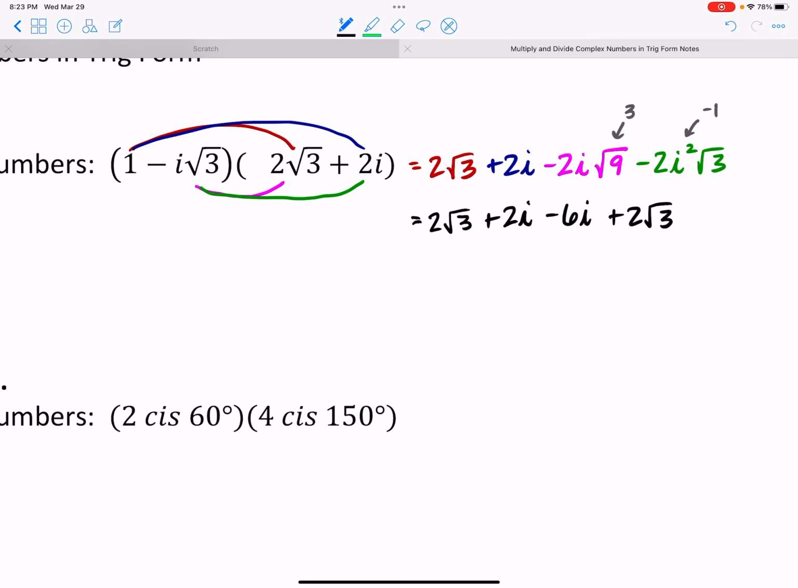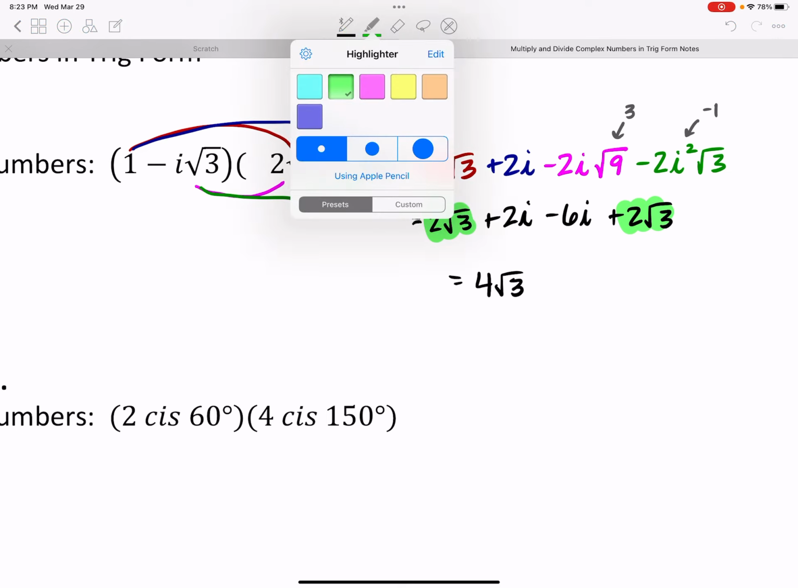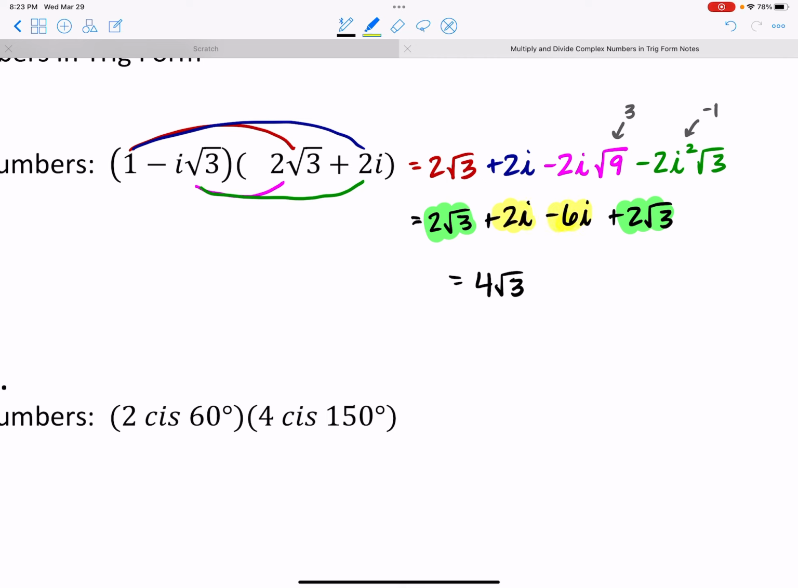And now I have two sets of like terms. So I can combine the 2 radical 3 that I have here with the 2 radical 3 that I have there. That's going to make 4 radical 3 altogether. And then I can also combine the 2i with the negative 6i, and 2 minus 6 makes a negative 4i. And that would be the resulting complex number. So we multiply the two complex numbers, we get a complex number. Multiply them in rectangular form, we get the rectangular form of that product. Okay, so not too bad, just multiplying.